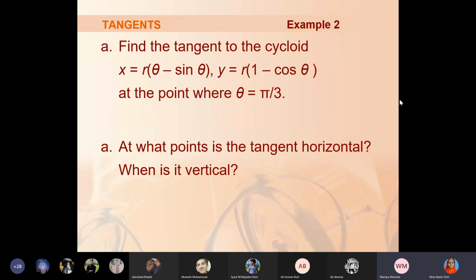dy/dx is equal to under root 3. Sin theta over 1 minus cos theta, and when you put theta is equal to pi by 3 you will get under root 3, right? And what are the values of x and y for theta is equal to pi by 3? x is r whole multiplied by pi over 3 minus under root 3 over 2. And what is y? r over 2. Now, yes, it's a bit complicated, but it's fine.